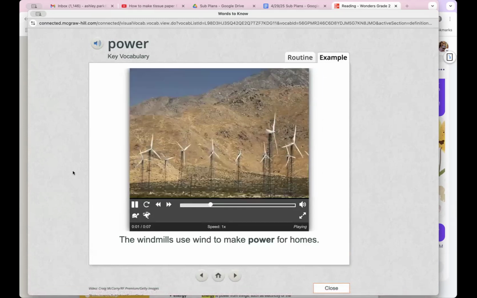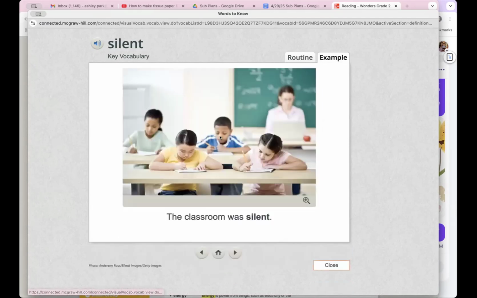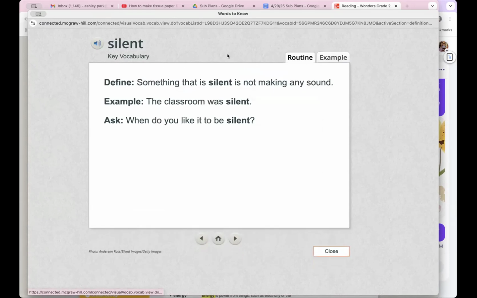Power. Power is any kind of energy that can be used to make lights and machines work. Silent. The classroom was silent. Something that is silent is not making any sound. When do you like it to be silent?